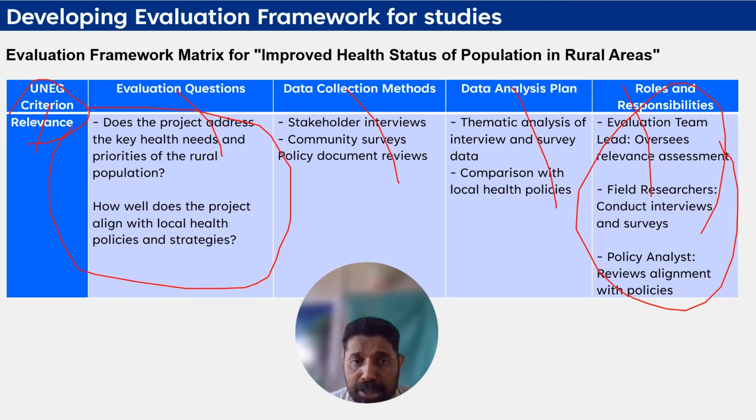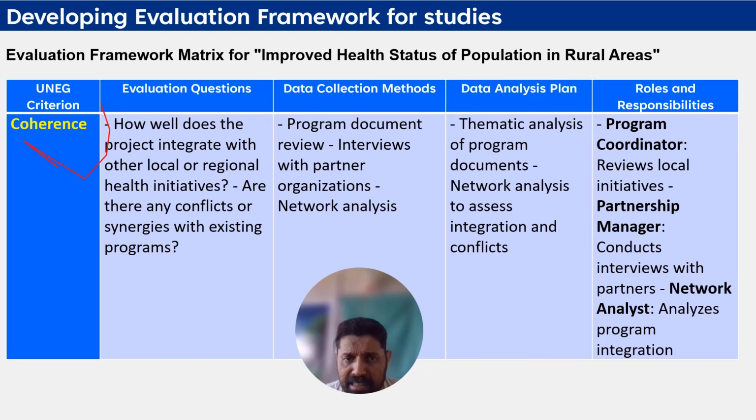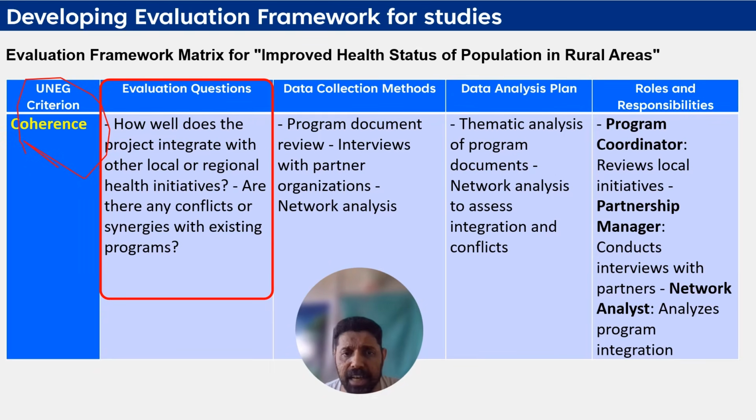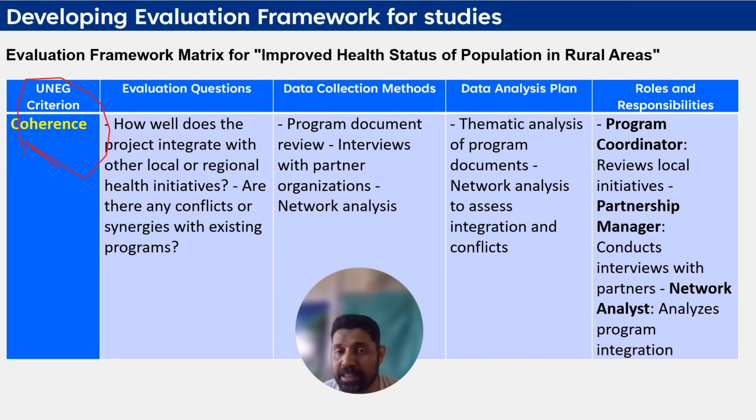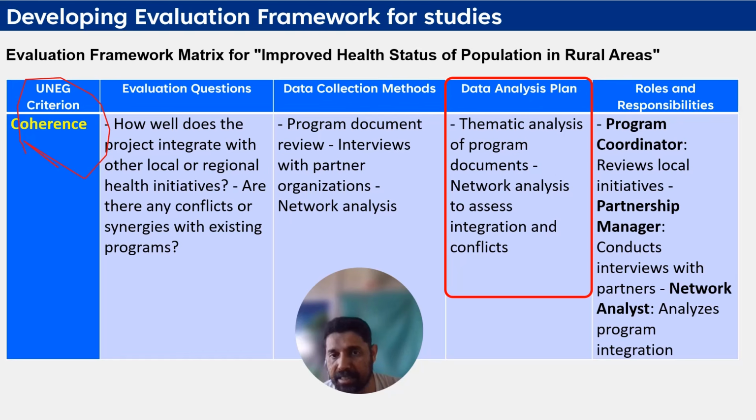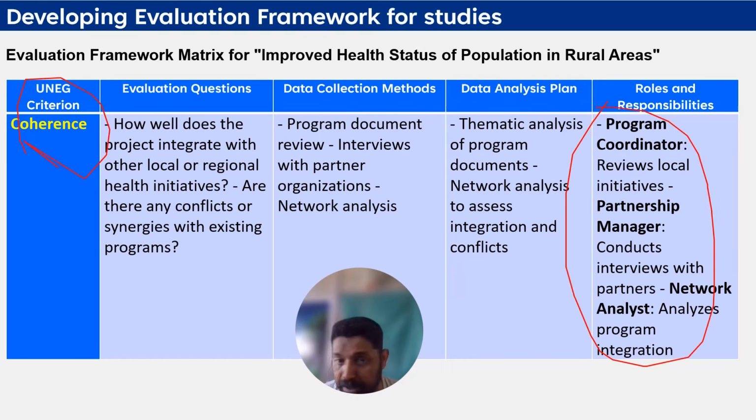Let's discuss now the next one, coherence. For coherence, our evaluation question would be: how well does the project integrate with other local or regional health initiatives? Are there any conflicts or synergies with existing programs? What would be the data collection method? Program documents, interviews with partner organizations, network analysis. The data analysis: thematic analysis of the project documents, qualitative analysis, quantitative analysis, and here you can see the roles and responsibilities of the different team members.